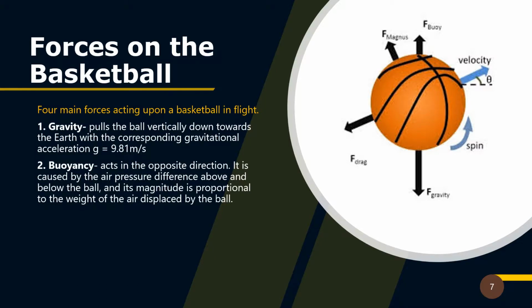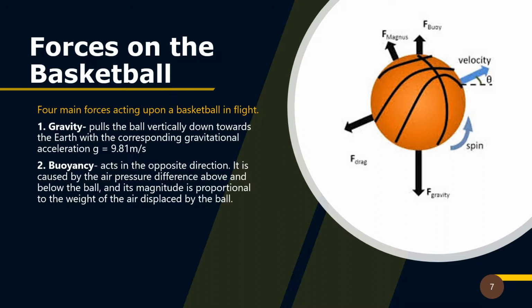So gravity is the biggest force that acts on a basketball. It pulls the ball vertically towards the earth at 9.81 meters per second squared. Gravity is what causes the ball to have a parabolic curve to it, and then the spin that's added to the ball will distort that curve slightly.